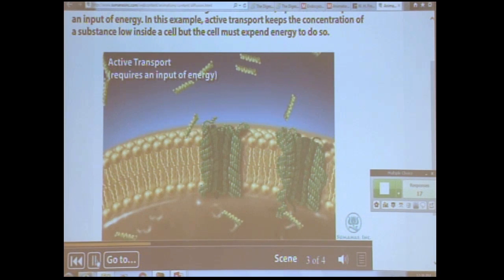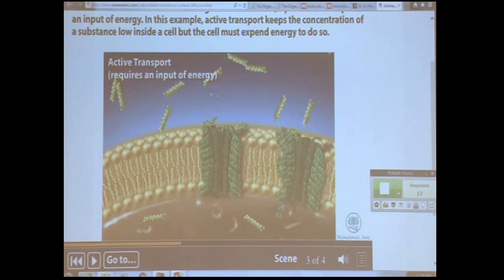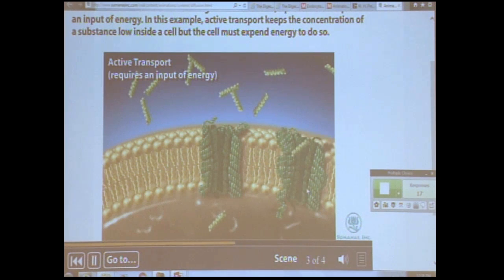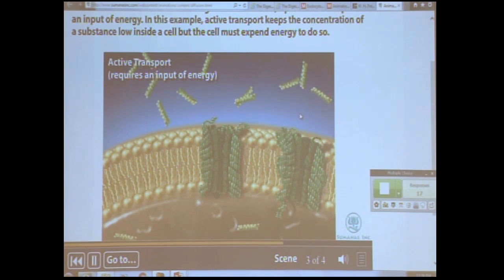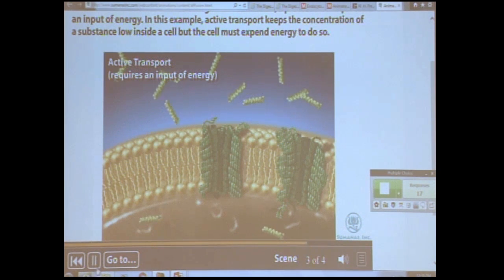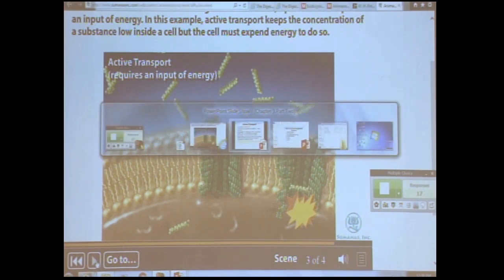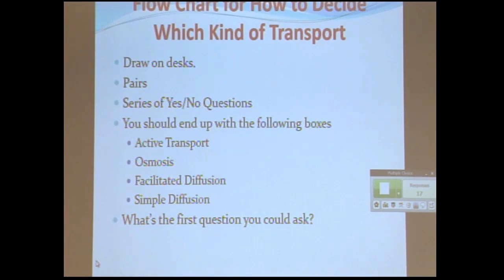So you can see this little green molecule here. It's at a low concentration inside. It's some kind of waste product. But the cell wants to move it out because it's a waste. So this little star thing that comes in represents ATP or energy. And it uses that energy to push it out. Like so. All right. So let's make a little flow chart here.